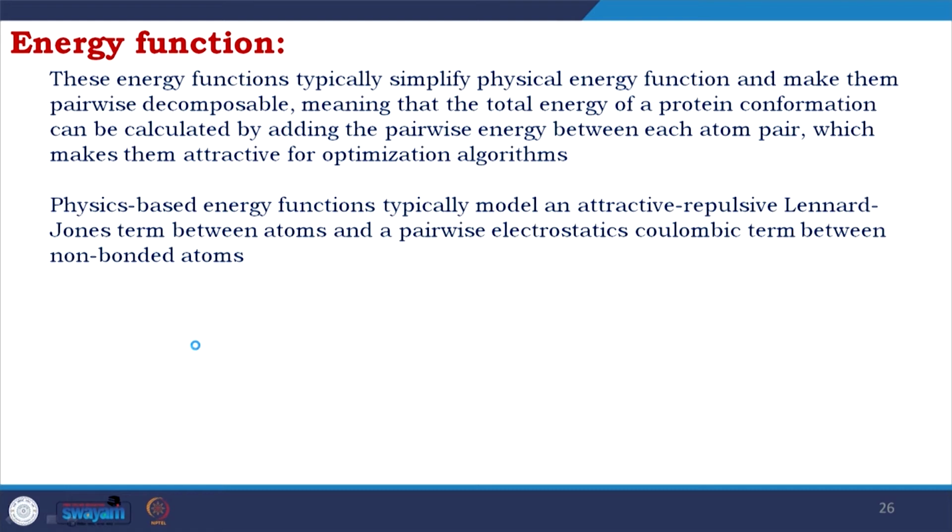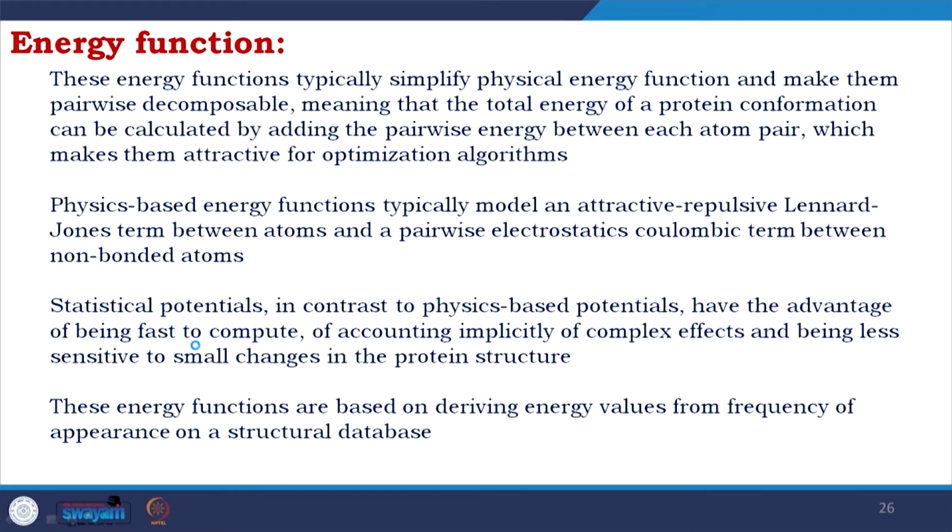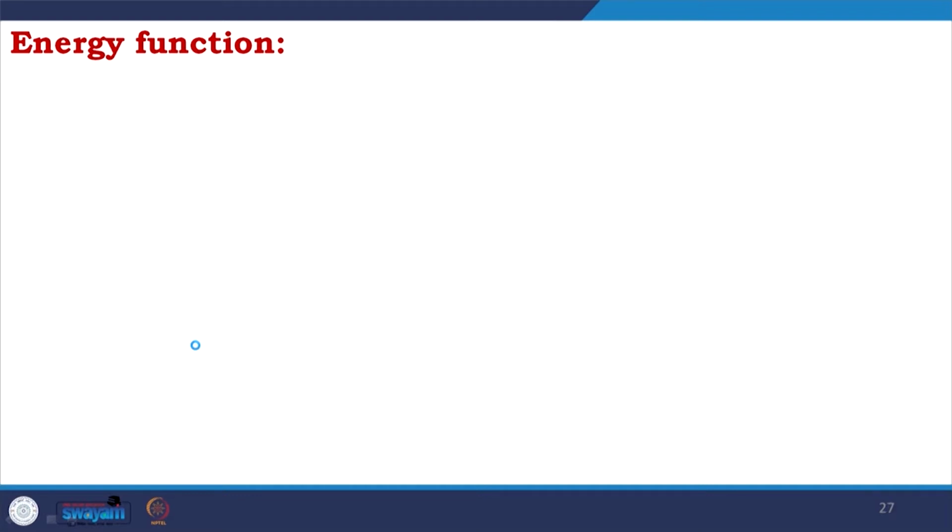Statistical potentials, in contrast to physics based potentials, have the advantage of being fast to compute, of accounting implicitly for complex effects, and being less sensitive to small changes in the protein structure. These energy functions are based on deriving energy values from frequency of appearance in a structural database.